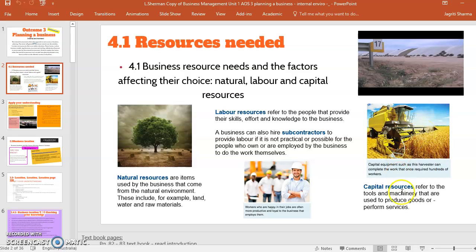Now again, as I said, capital resources refer to the tools and machinery that are used to produce goods or perform services. They might be different for every business. So depending upon your business, you need to think of what kind of tools and machinery will be needed for your particular business. This particular equipment is required by the harvester, but it may look different for a different business.